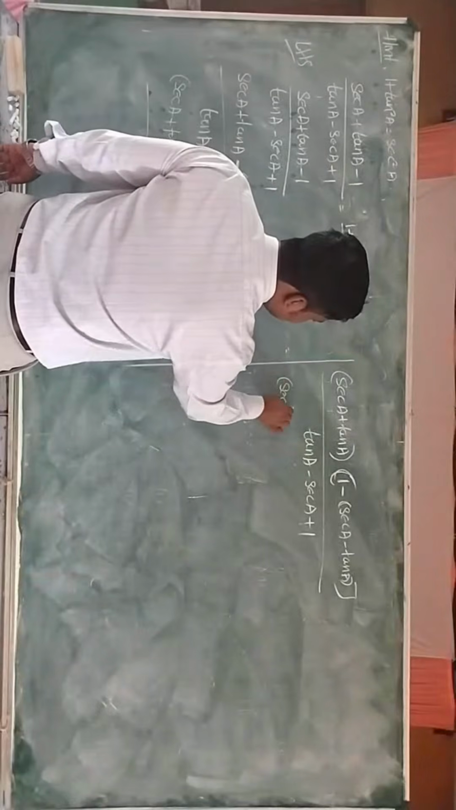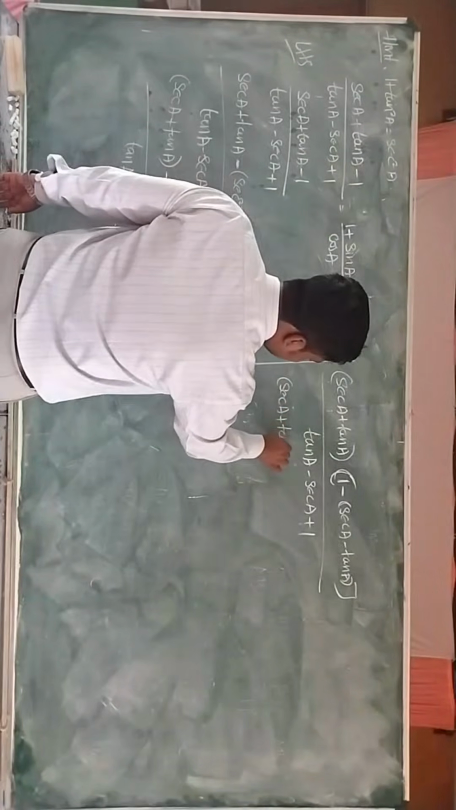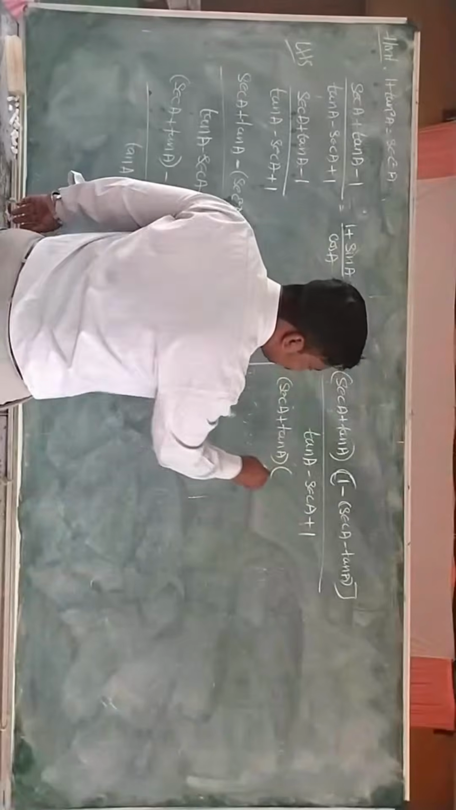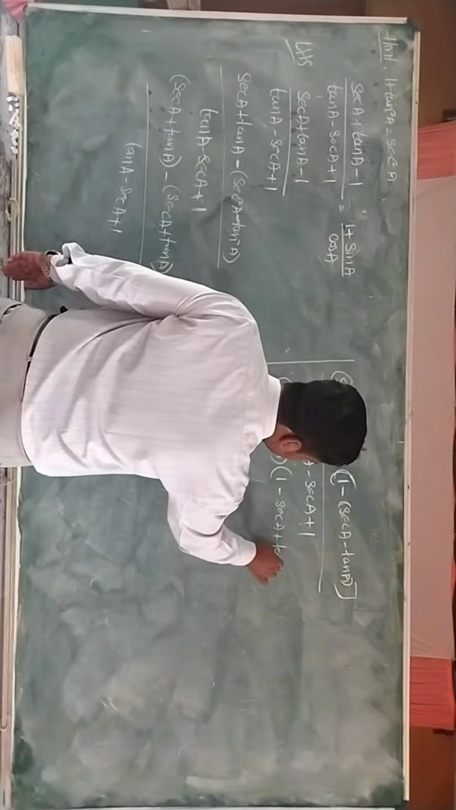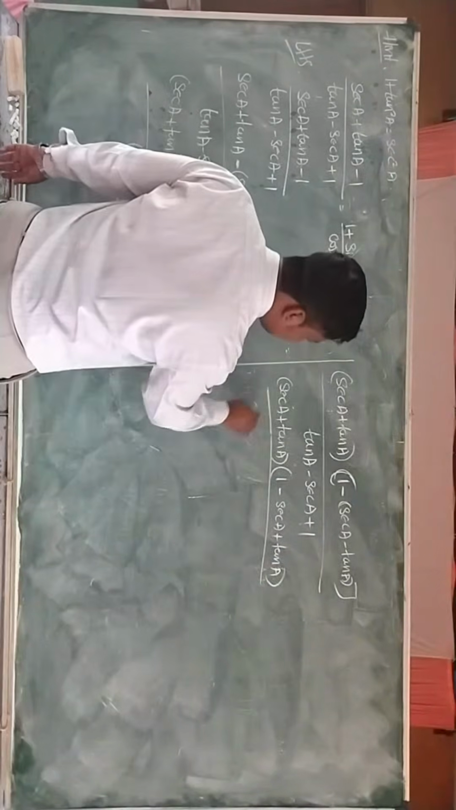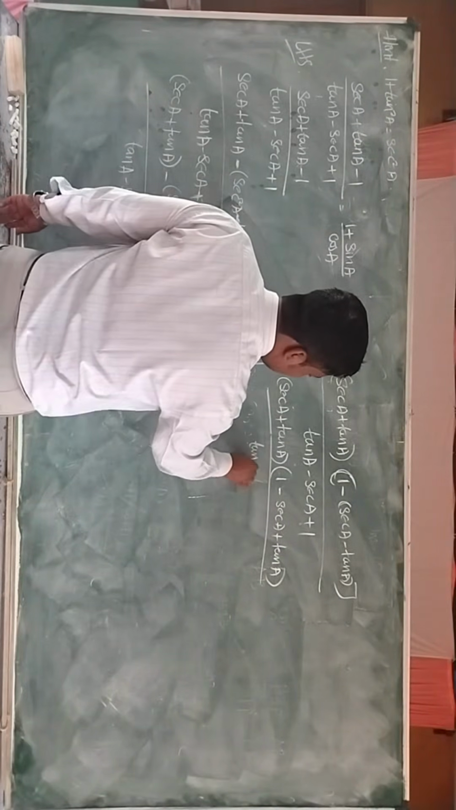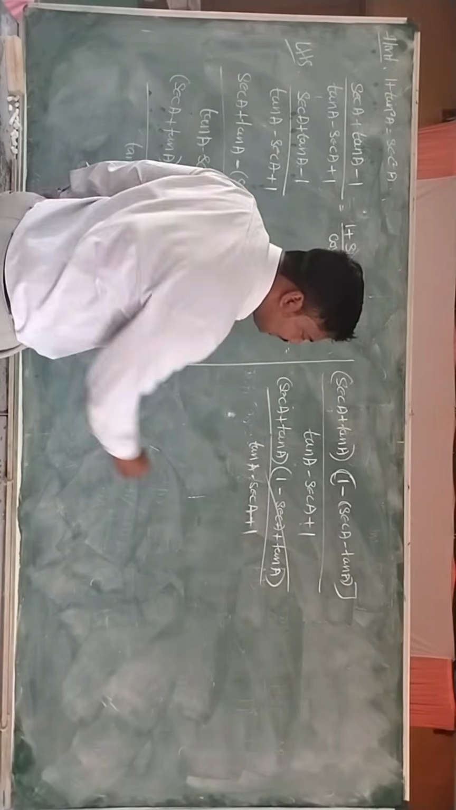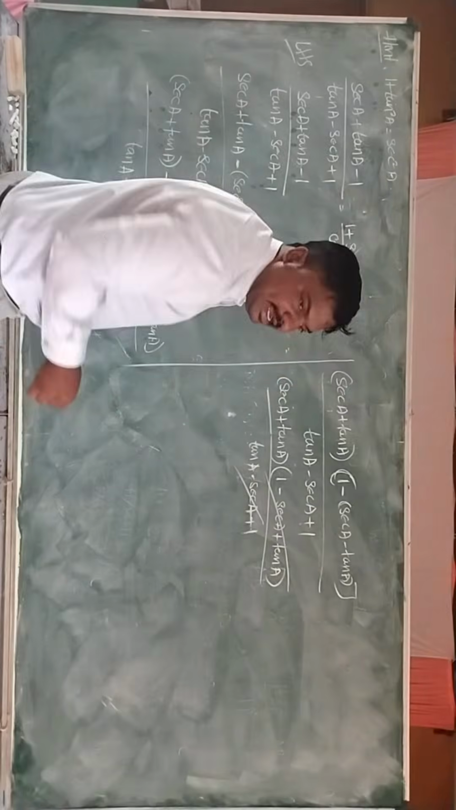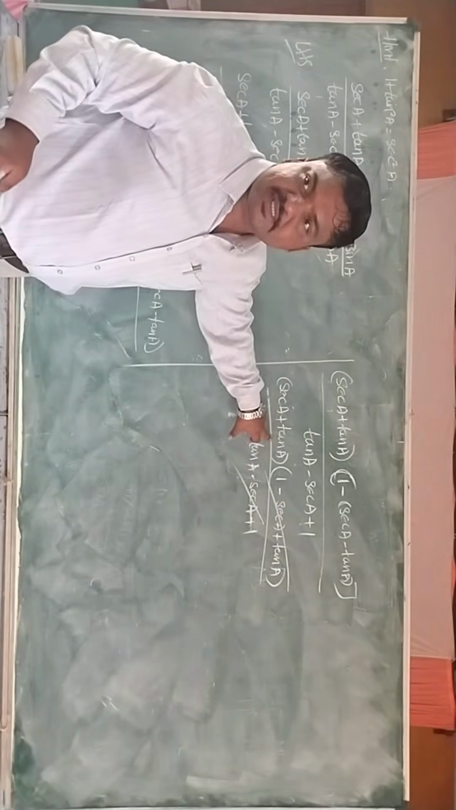Sec A plus tan A as it is, into bracket 1 minus sec A, minus into minus, plus tan A, whole divided by tan A minus sec A plus 1. 1 minus sec A plus tan A, 1 minus sec A plus tan A get cancelled. Remaining term only sec A plus tan A.